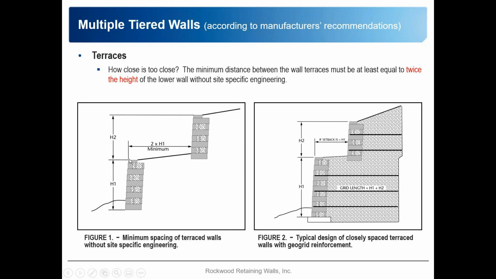So if this was going to be a 5 foot wall, we want to be back at least 10 feet for this upper wall not to be loading or supplying a surcharge to the lower wall.